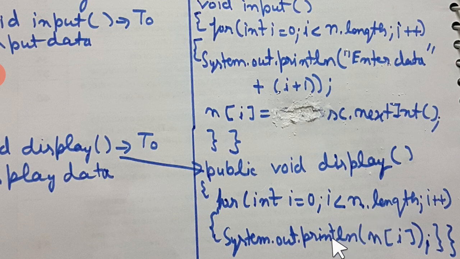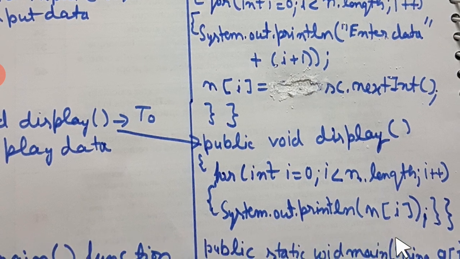Now after that, you compare input and display. In the input function, I had written n of i, assignment operator, sc.nextInt parenthesis semicolon. But here in the display function, I have written the display statement System.out.println, and inside the parenthesis I have written n of i, because this time I don't have to enter the data for n of i, but I have to display the data stored in n of i. I hope you got it clearly. Now we have closed the for loop, and then we have closed the display function.